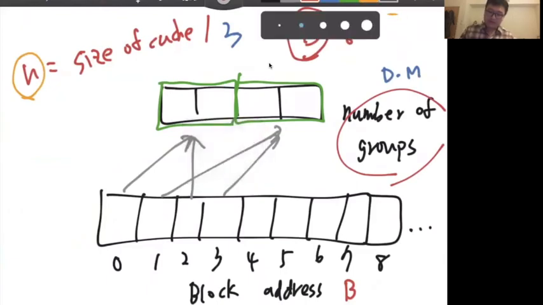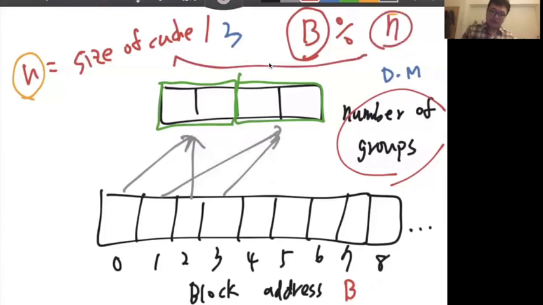So it's B mod n, and n is what? n is equal to the size of cache divided by how many group members are in each group. If you have a two-set associated cache, which means each group has 2 spots, then you divide by 2. So in this case, the size of cache is 4. 4 divided by 2 equals 2. So you have 2 groups.